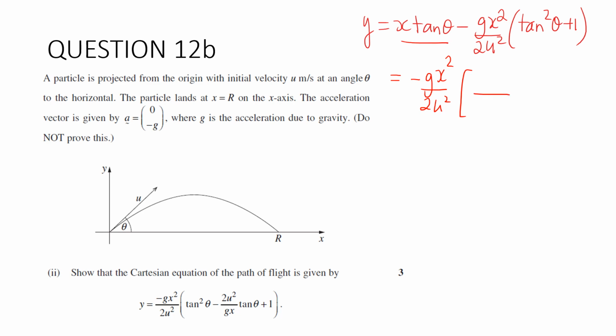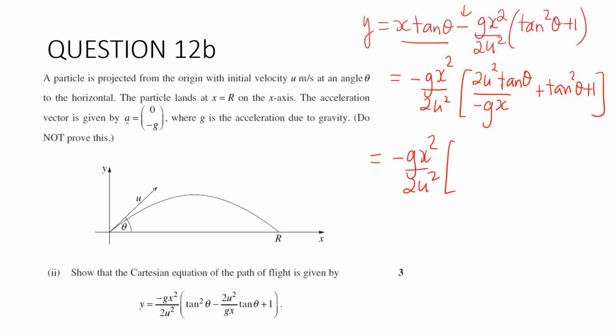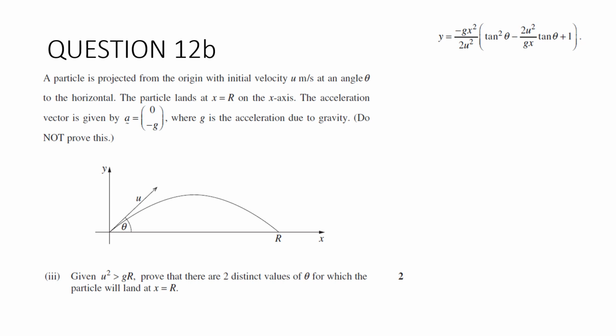We need an x on the denominator and a negative g, and we need 2u squared on the top and tan theta. I think that's right. And then I've got the negative out there already, so this is plus tan squared theta plus 1. Hopefully this turns out negative gx squared on 2u squared outside of tan squared theta minus 2u squared on gx tan theta, yep, plus 1. And that's it.